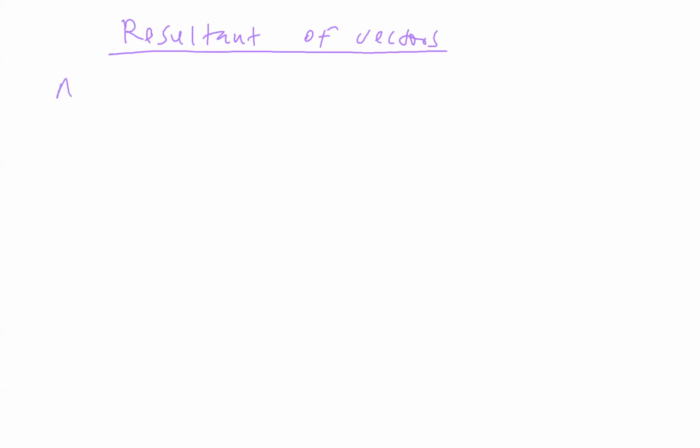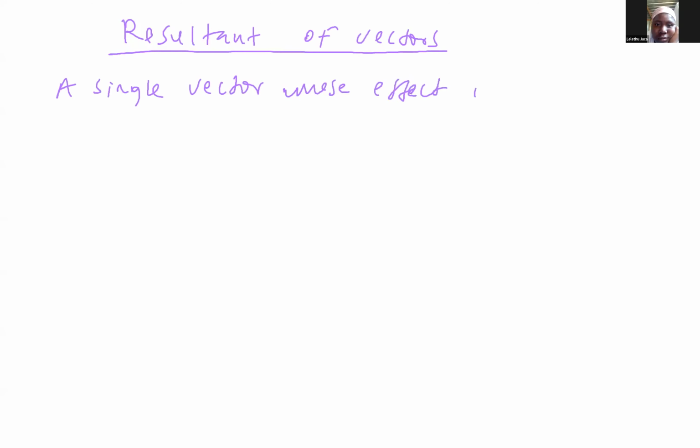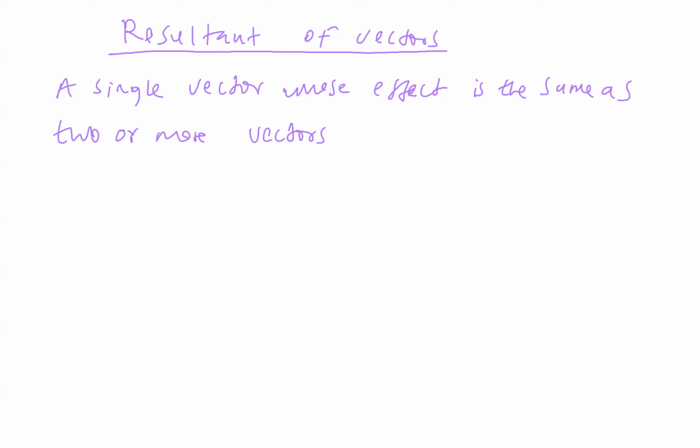Resultant of vectors. This is a single vector whose effect is the same as two or more vectors together.